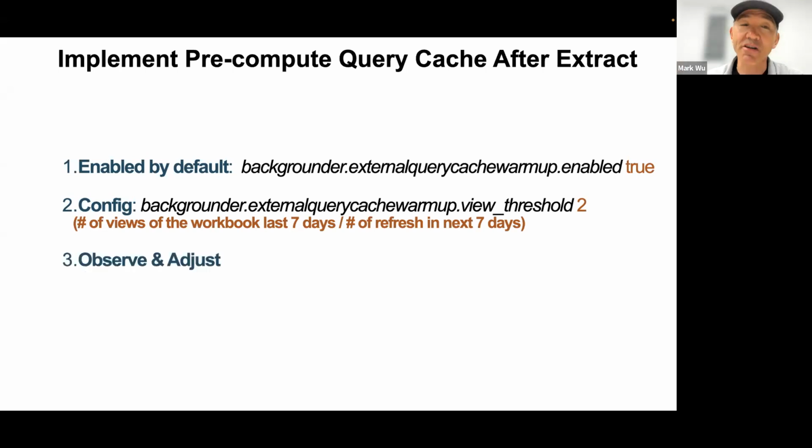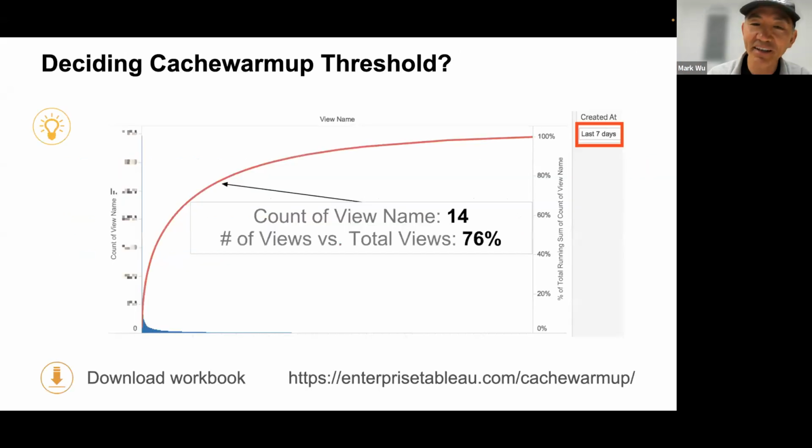And if you are serious, like me, and want to go back to observe and adjust, how do you do so? I have a workbook published. Take a screenshot. You can go to my blog site, which will lead you to another blog where you can download the workbook. This workbook will guide you on where your setting should be.